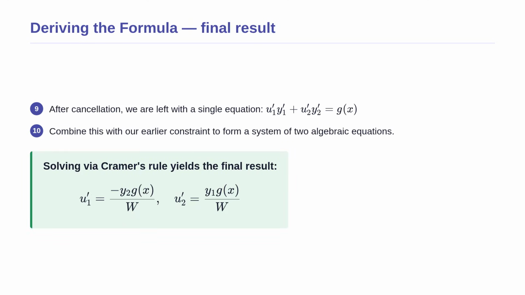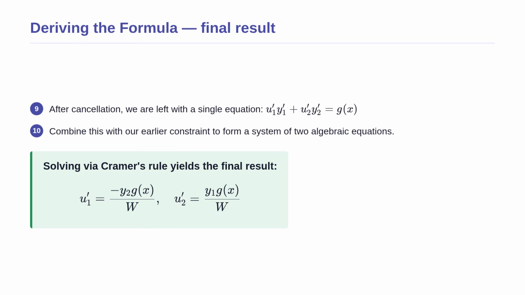We have reached the final stage of our derivation. After all that massive cancellation, we are left with a beautifully simple equation relating the derivatives of our unknown functions to the external force. But we have 2 unknowns, so we need 2 equations. We bring back the strategic constraint we chose earlier. Together, these form a system of 2 algebraic equations.